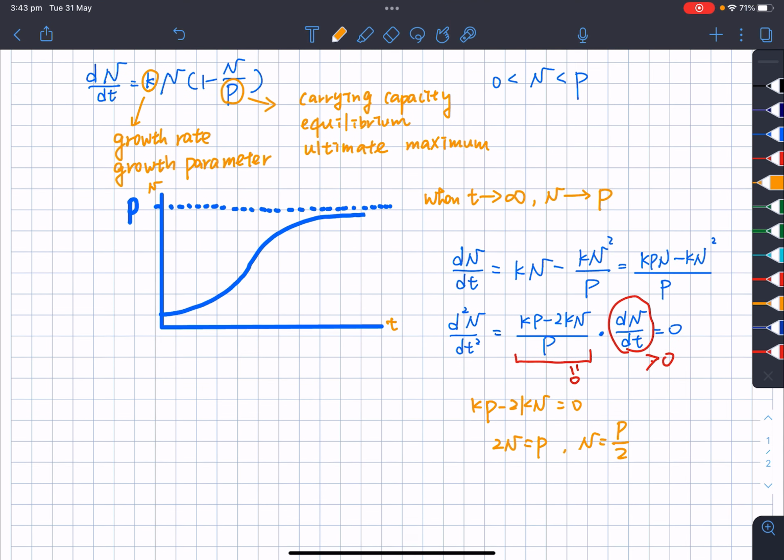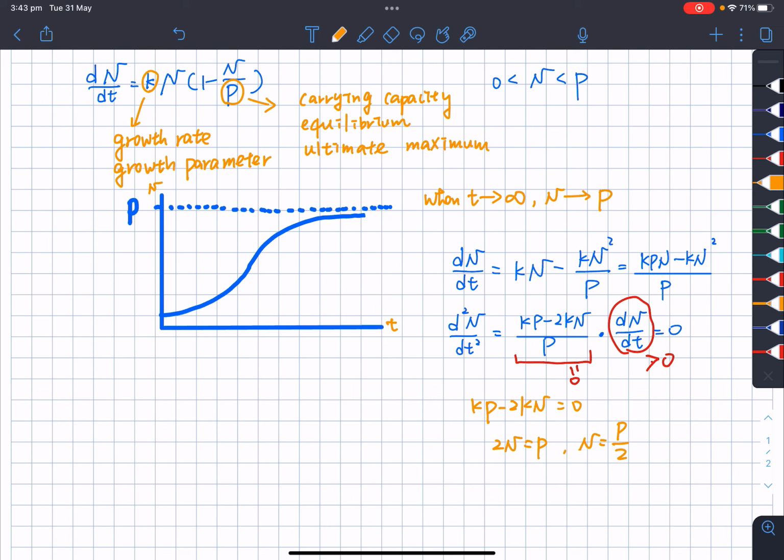So this concept tells us the maximum rate of increase occurs when N equals the carrying capacity over 2. That is the inflection point here.